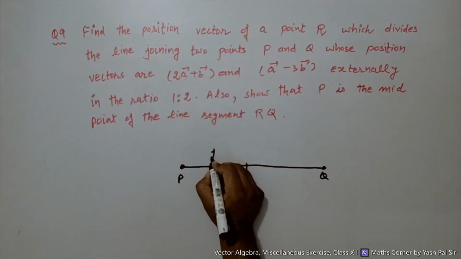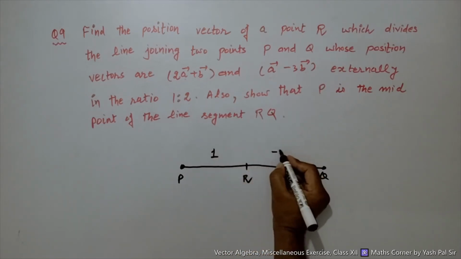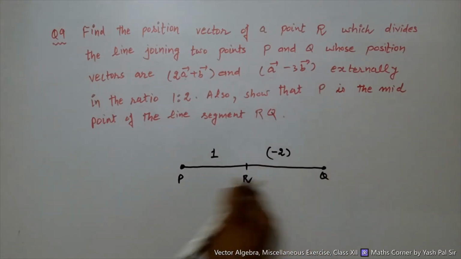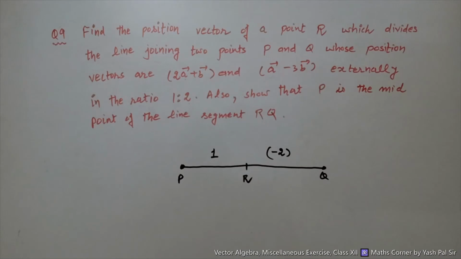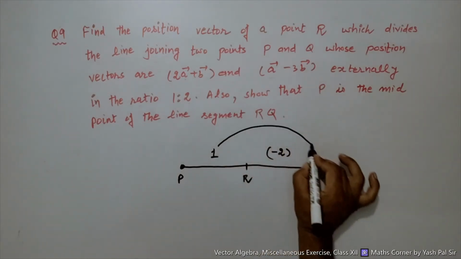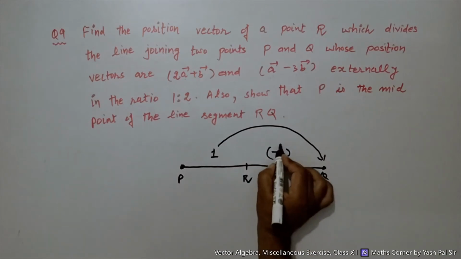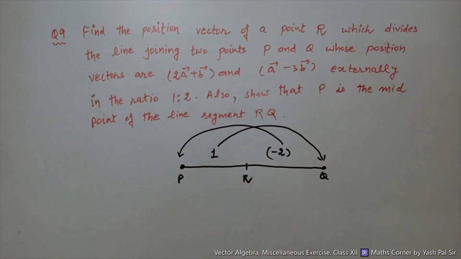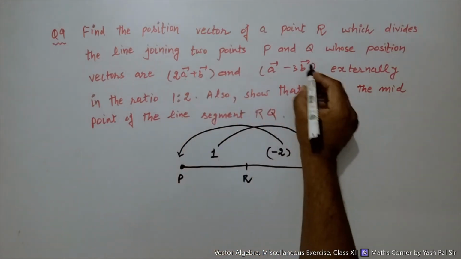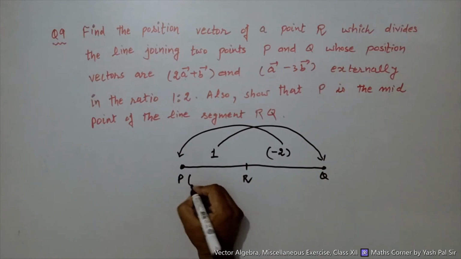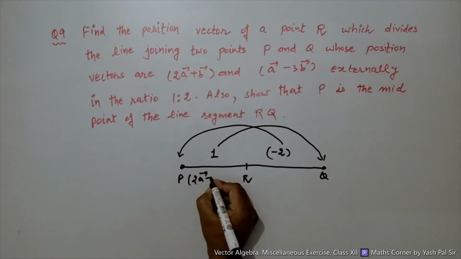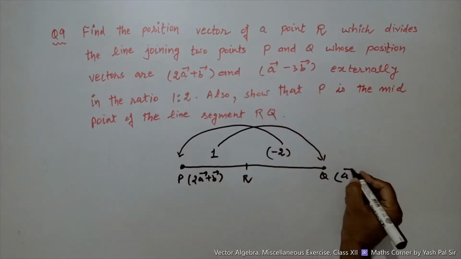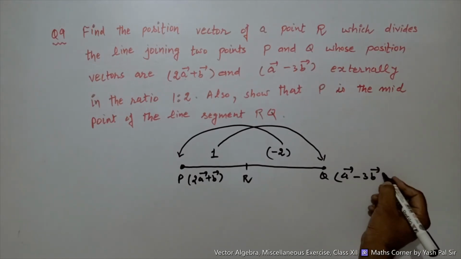Externally means that in place of 1:2 we write 1:-2, right? This implies that R is outside P and Q. Now 1 will be multiplied with the coordinates of Q, and -2 will be multiplied with the coordinates of point P. This way R will be obtained. Now what is P? The point P is 2 vector A plus vector B. And what is Q? This is vector A minus 3 into vector B, right?